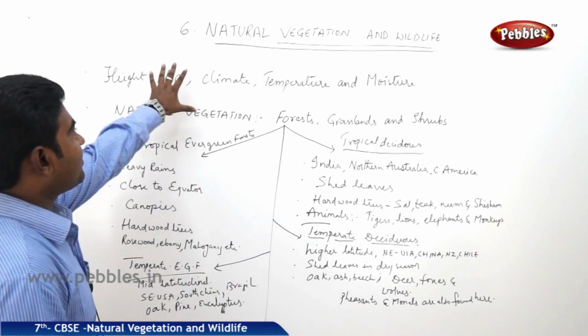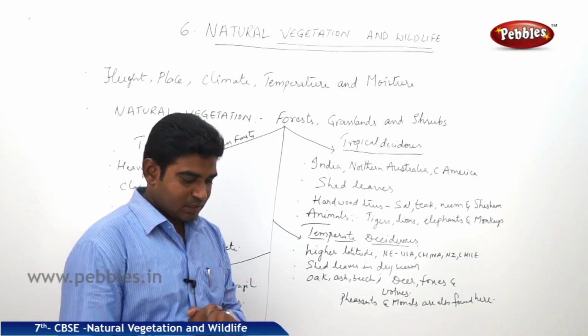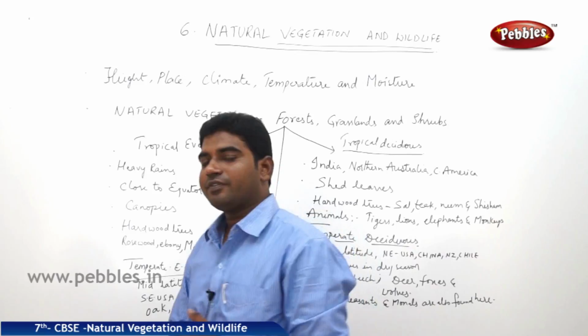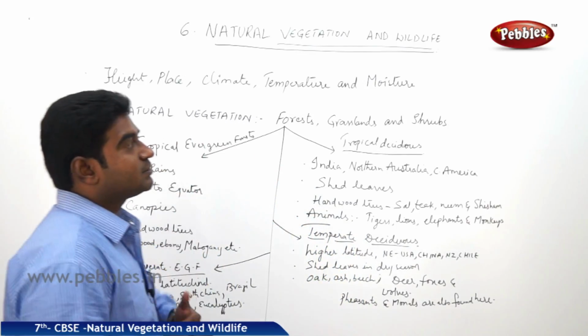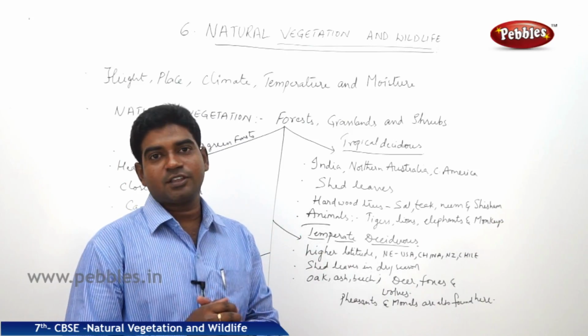Now, Chapter 6, Natural Vegetation and Wildlife. What is natural vegetation? And what are the different types of natural vegetations that are available for us? And what are the different types of animals which are present in our planet? That we will be discussing in this unit.